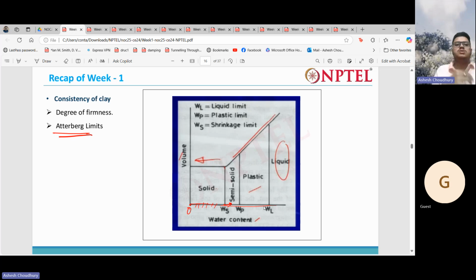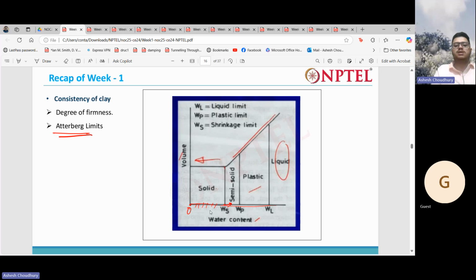Potters usually work in this region. They mold clays to make various nice looking objects, so they operate in this region, keeping the soil plastic. Then if we further reduce the water content, we will get a semi-solid soil. Then we further reduce the water content below this limit WS, which is nothing but the shrinkage limit.